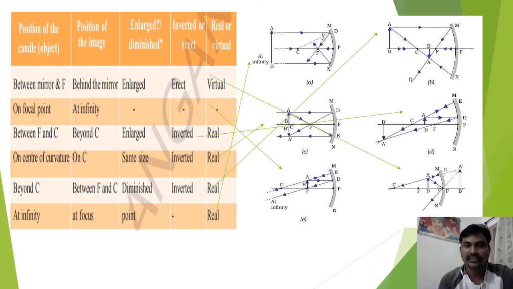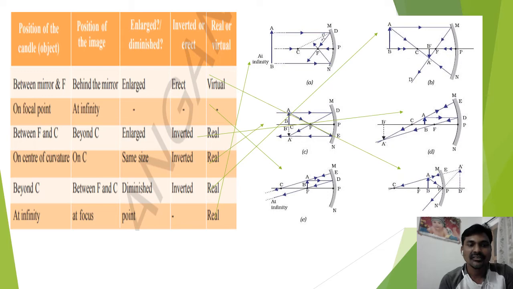Virtual means we cannot capture it on the screen, we only see it in the mirror. Next, in the second case, when the object is on the focal point, we get the image at infinity. So here we cannot see the image because it is at a far distance, so that's why we say at infinity. We cannot observe the nature of the image because the image is at infinity.